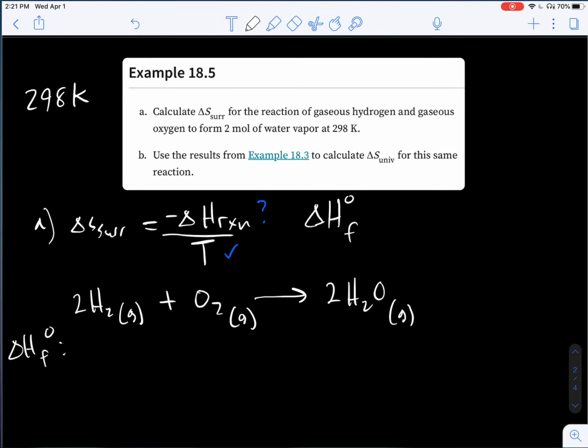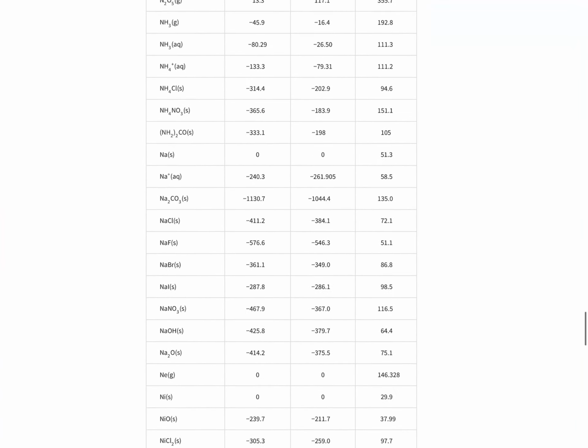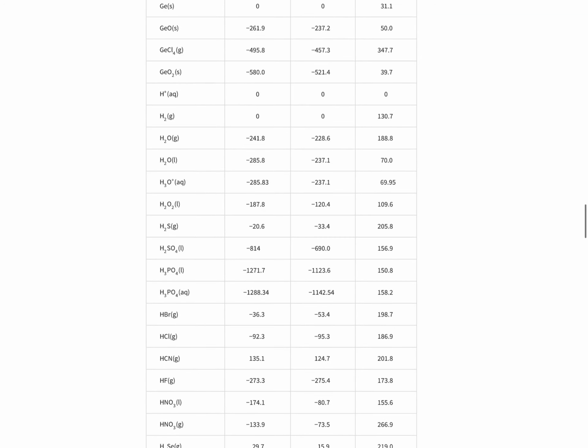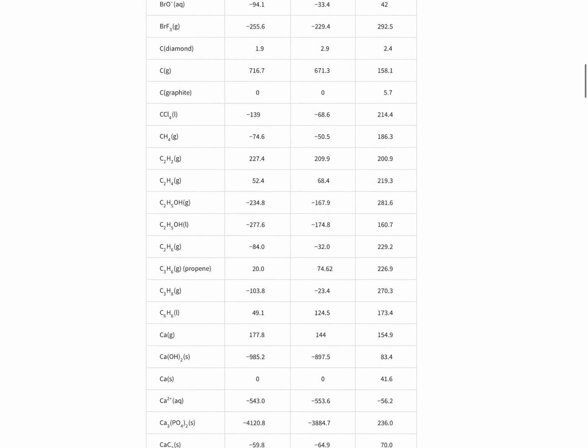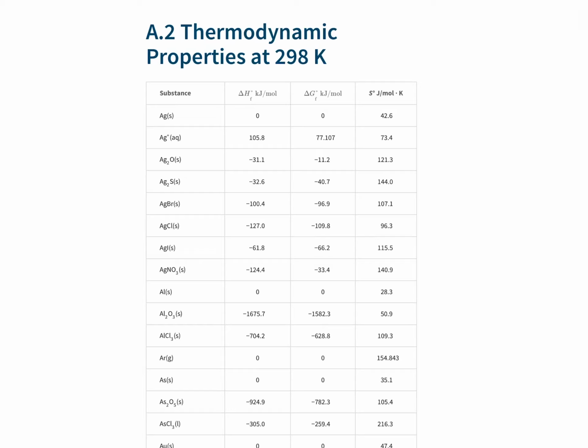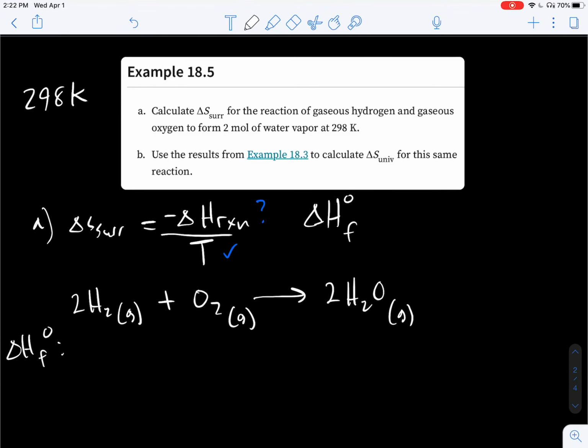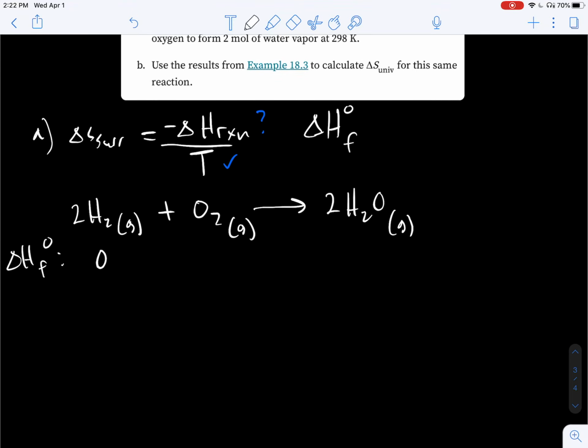And now finally, we need a value for water. We have H2O, gas. Okay, there we go. Delta H formation for water, negative 241.8. Oh, this is in kilojoules per mole, not joules. That's good to check as well, because the delta S values are actually in joules per mole Kelvin. So this is 0 kilojoules per mole, 0 kilojoules per mole, and this is negative 241.8 kilojoules per mole.